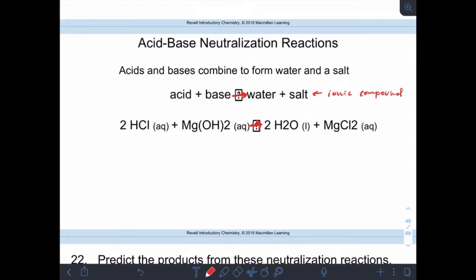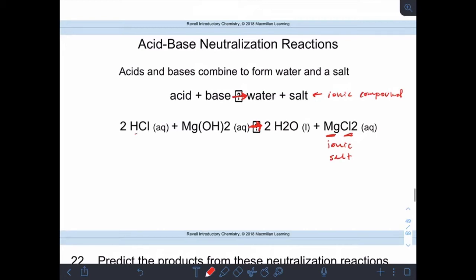Okay, so magnesium chloride in this example has a metal and a nonmetal, so it's ionic. And we refer to it as a salt. Okay, so acid, take a look, starts with an H. It's a dead giveaway that it's an acid. And then we have a compound with OH that makes it a base. So acid plus base makes water plus a salt.